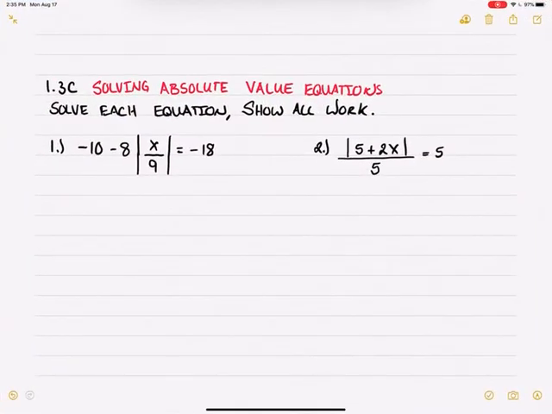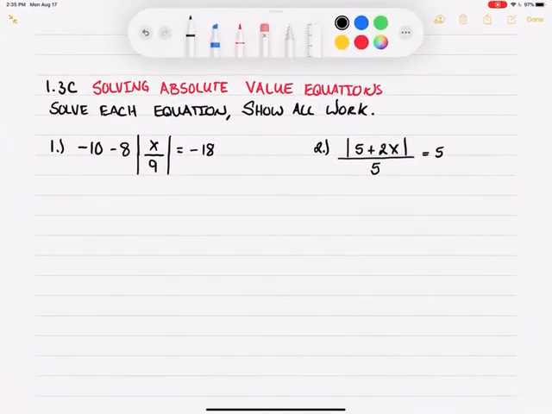Alright guys, we're taking another look at solving absolute value equations. So the goal is anytime we have an absolute value, we need to move everything away from it and then set up our two equations and solve.